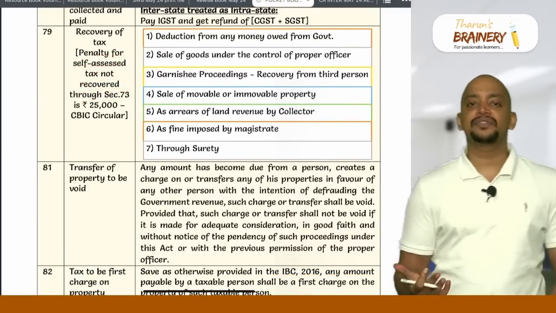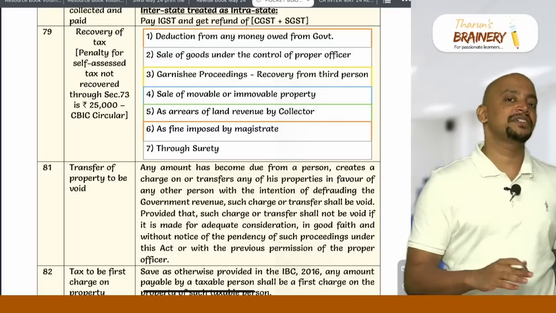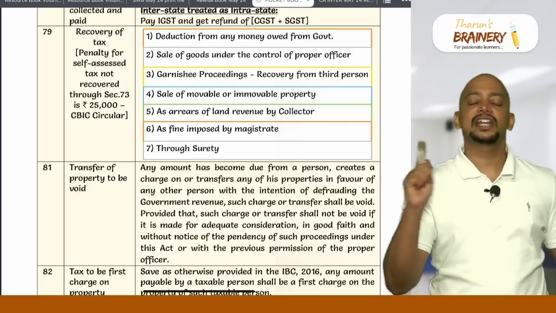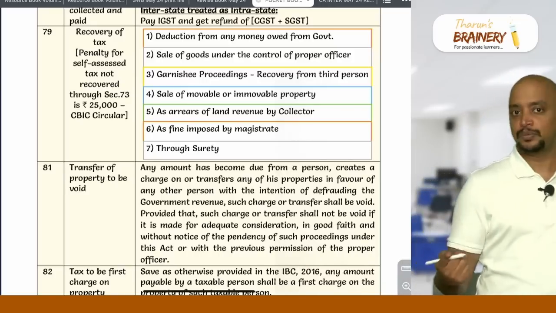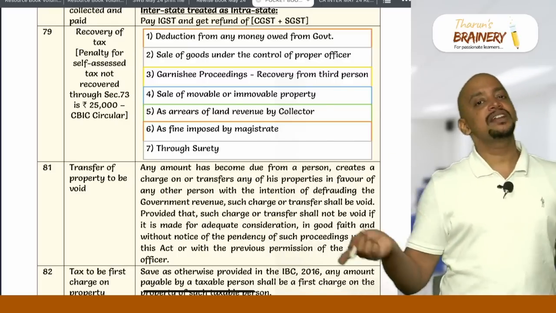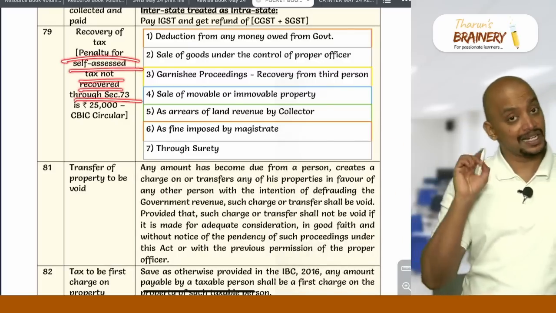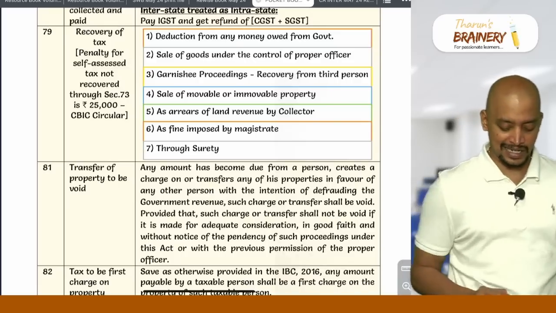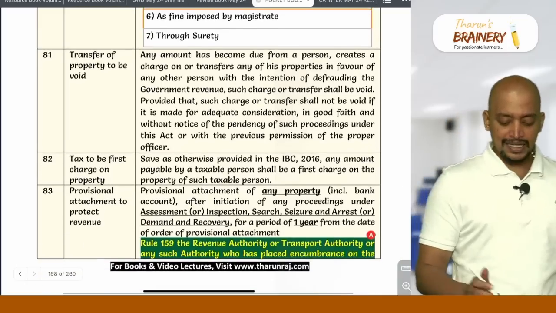See, basically self-assessed tax they can recover directly under Section 79. Suppose they invoke direct recovery under 79, what will be the penalty? There is a circular which says the general penalty of up to 25,000 will be applicable. Suppose they invoke 73, then the penalty will be as per 73. So the penalty for self-assessed tax not recovered through 73 is up to 25,000, as per the CBIC circular.